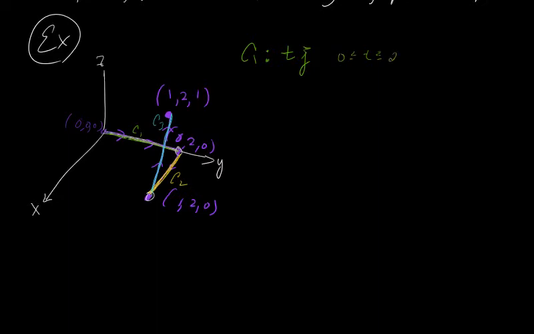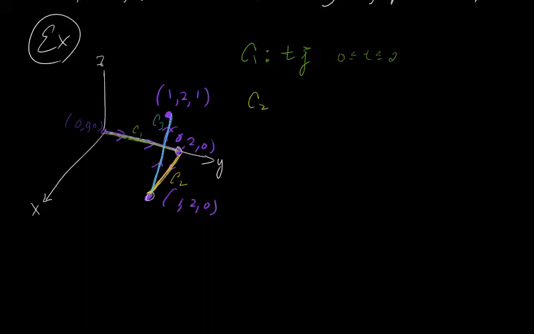Okay, that would work, right? Because that would begin us at 0, 0, 0, and then as t increased towards 2, it would just carry us along the y-axis until we reach the point 0, 2, 0. So that works. Now let's take a look at the next piece, C2.